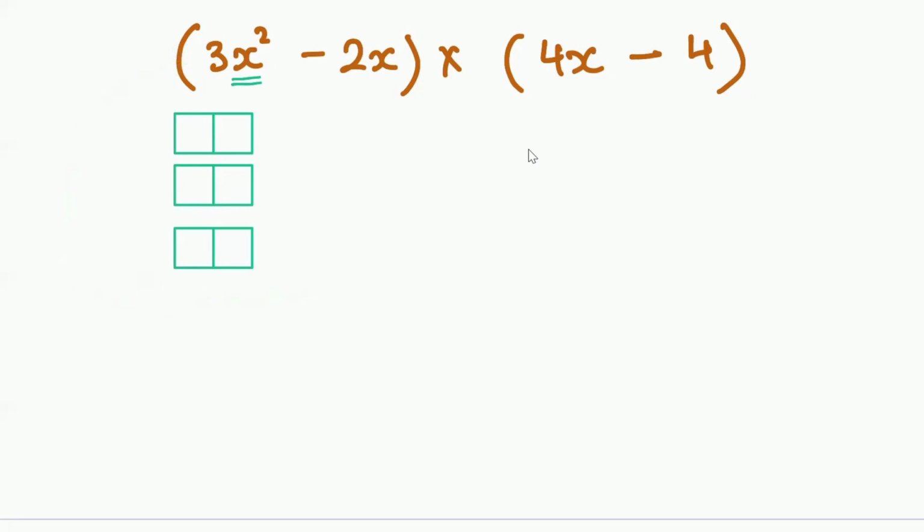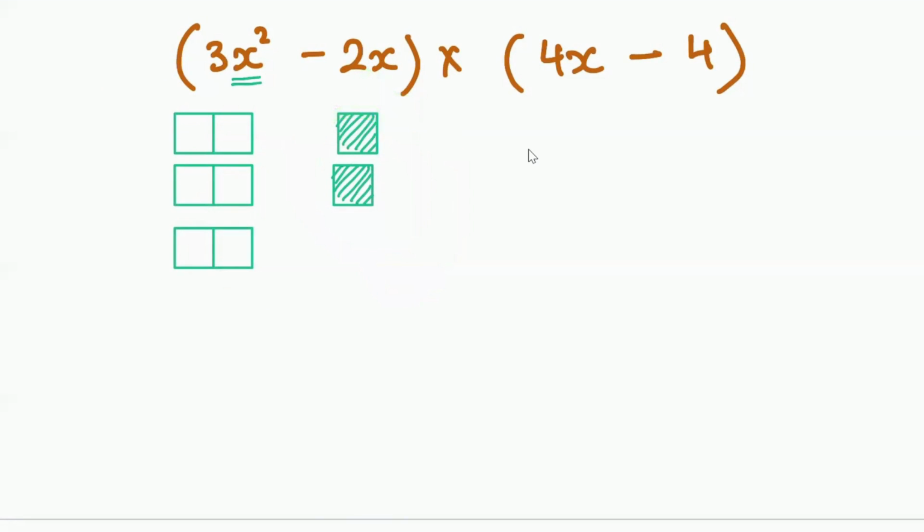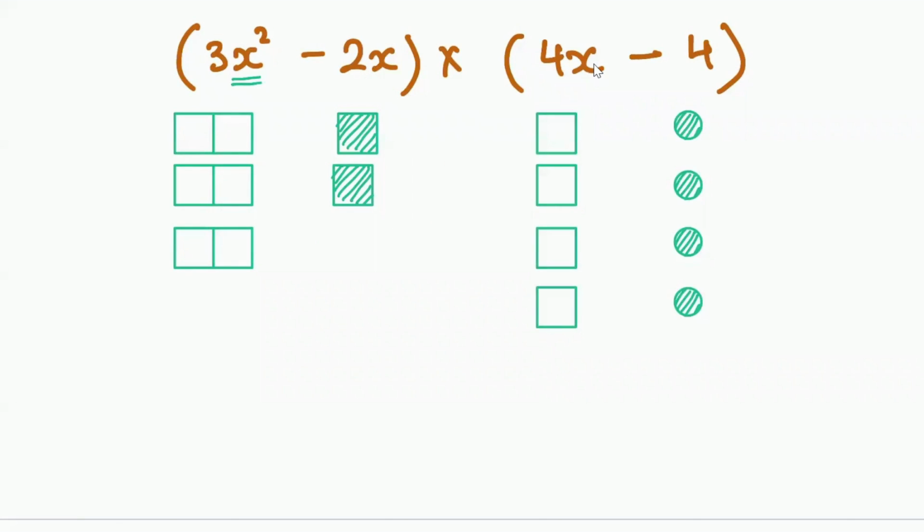Similarly, how do we represent x? Like this, but it's a minus x, right? So how do we represent minus x? By shading it. And how many of these are there? 2. Right? So this stack now represents minus 2x. Similarly, if we make the other ones, it would look something like this. So now 4x minus 4.